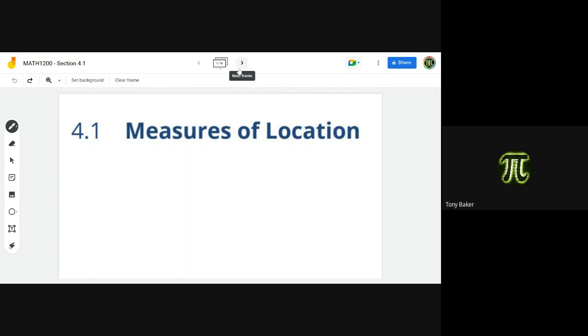So we're going to do measures of location tonight. They use some weird terms in this book for different things. It's basically mean, mode, median. Most books will call it the centers of measure. So we're looking for the center of your data in a variety of different ways.